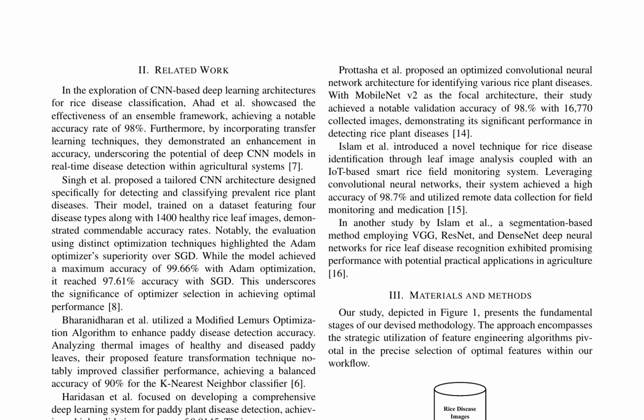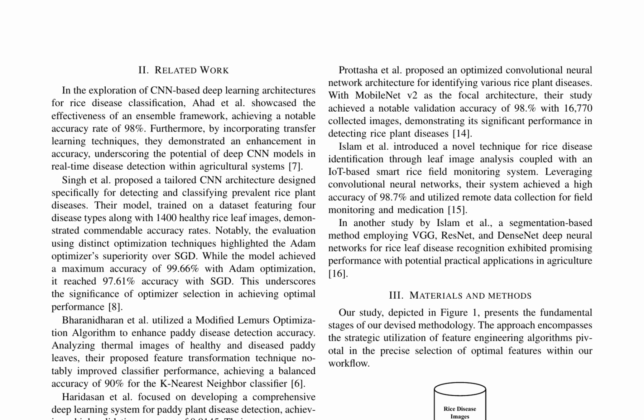Bharanidharan et al. utilized a modified lemurs optimization algorithm to enhance paddy disease detection accuracy, achieving a balanced accuracy of 90% for the k-nearest neighbor classifier. Comprehensive deep learning systems have also been developed for paddy plant disease detection, such as Haridasan et al.'s system, which achieved a high validation accuracy of 0.9145. KM et al. compared 10 DCNN models for rice leaf disease identification, with Xception outperforming others, achieving a classification accuracy of 94.33%.